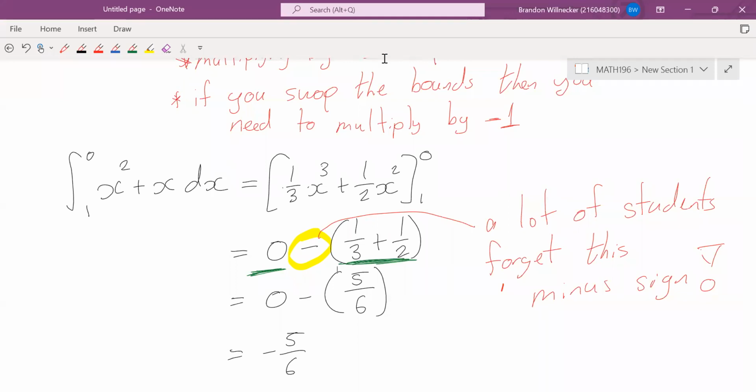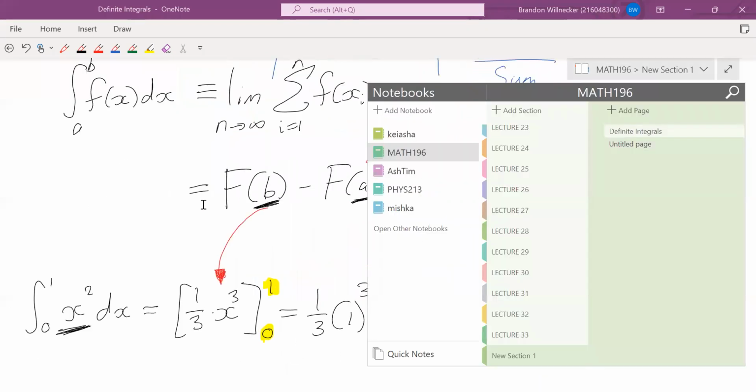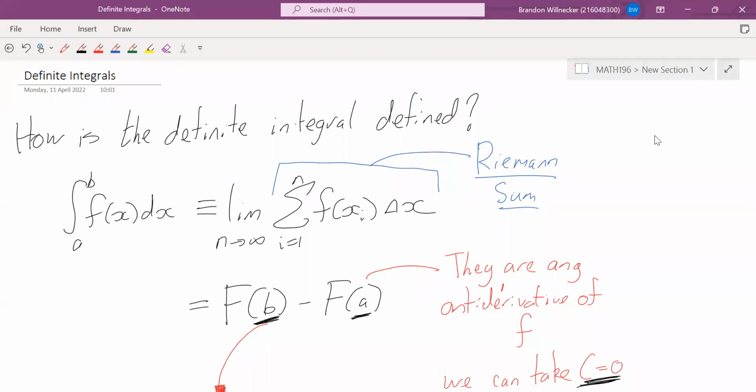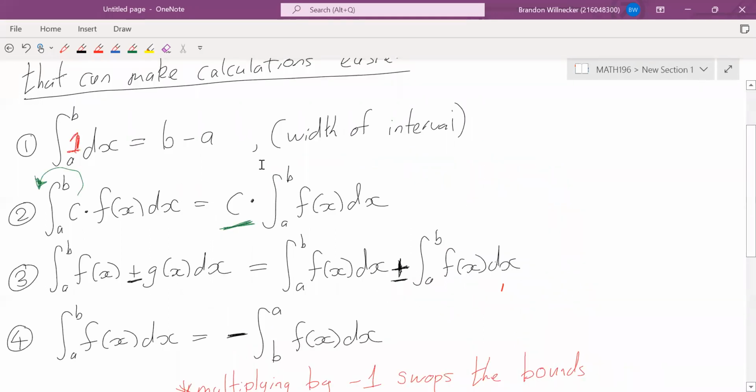Before we carry on, let's just look at the chat, see if there are questions. Got a question here. Is it the sum or difference of the same function for number 3? Let's have a look at the properties. For number 3, no, these are different functions. So this is some function f plus some function g. Then you can separate it out into a single integral with f and a single integral with g.